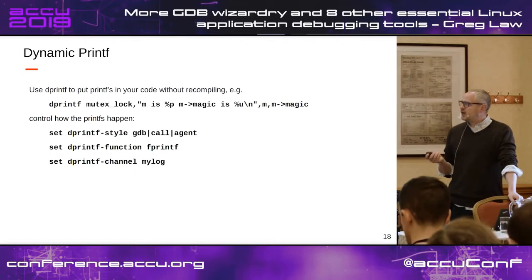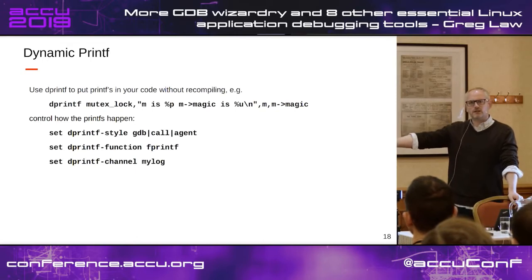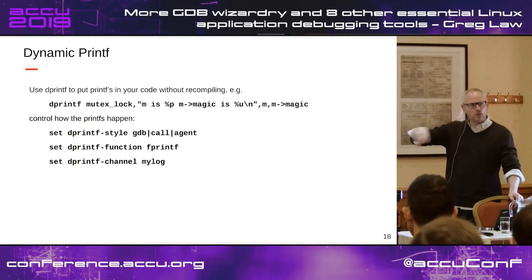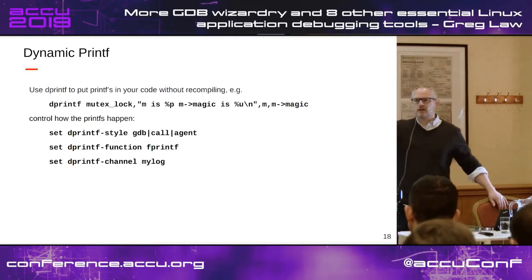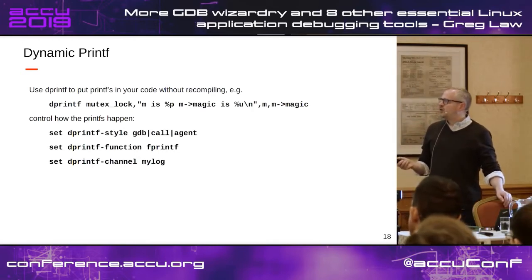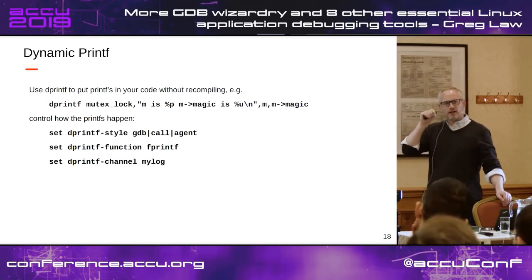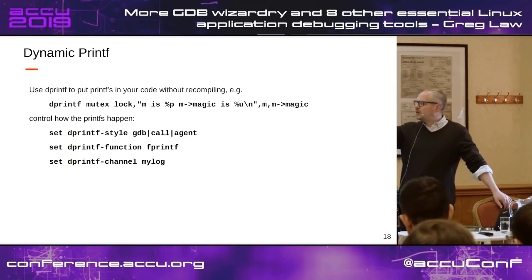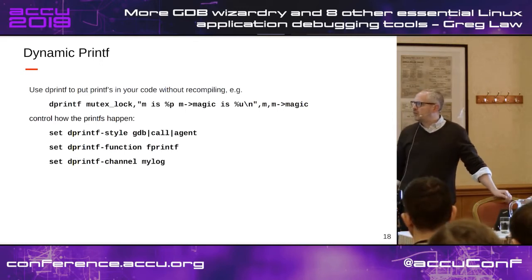You can use call. I'll get into some more of this in a minute, but GDB will let you call functions in the inferior, and you can actually tell GDB, don't try and work out the printf yourself, just call printf inside the inferior and print the stuff. Or you can use the agent, which, for remote debugging, will cause that printf to happen directly on the target rather than coming back to the host that you're debugging from. So that can be really good for performance, especially on remote debugging.